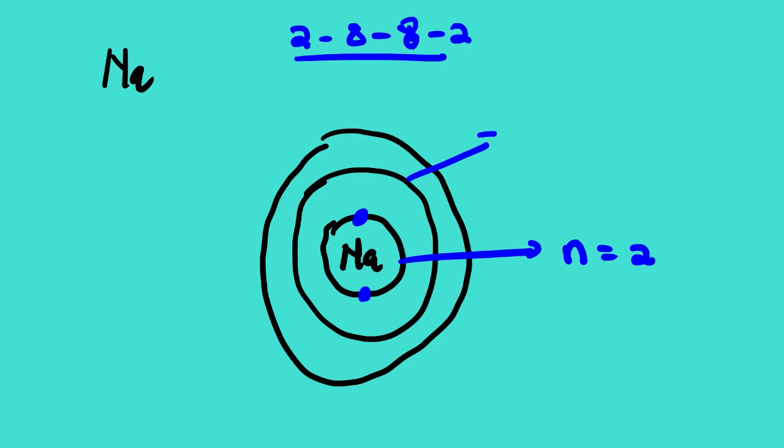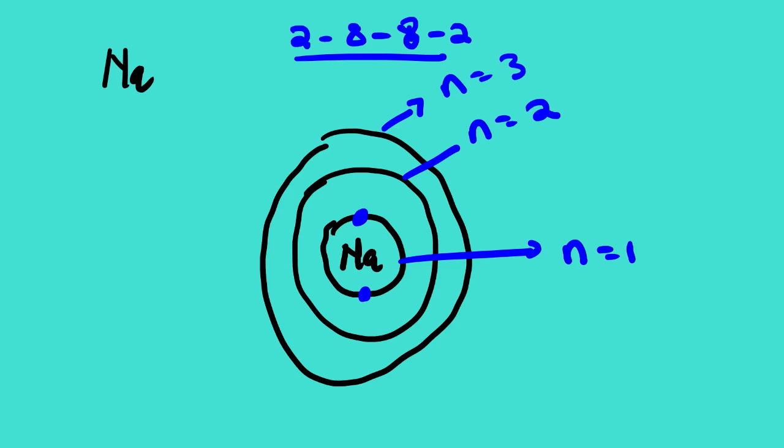This is the third energy level. I mean the second energy level. I'm sorry, this should be the first. I've written 2 instead of 1. Then this will be the second energy level. This will be the third energy level. So this n equals 1, n equals 2.